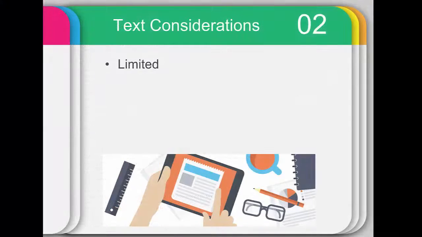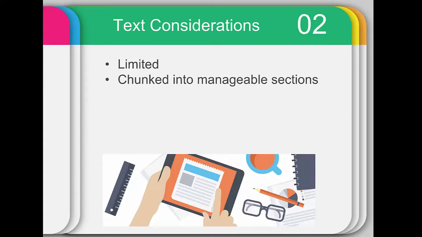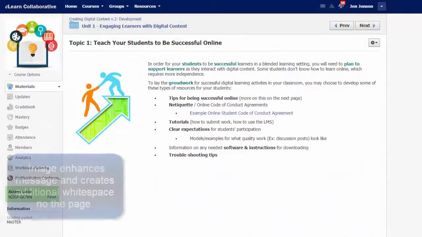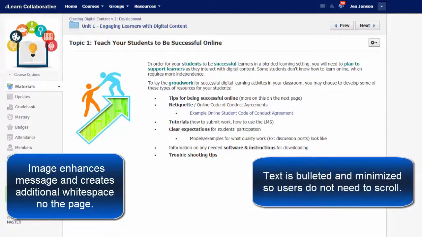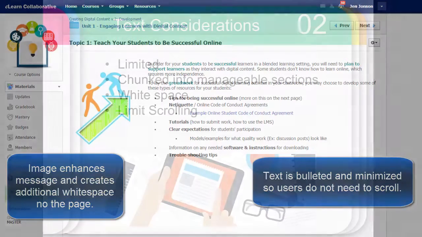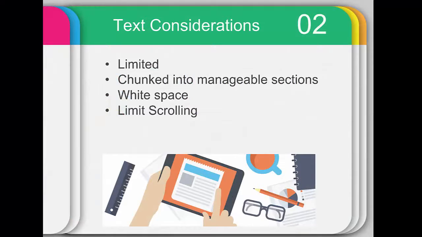Limit the text in your course. If you have a lot of information to convey, break the text into manageable chunks, or consider using a video like I did here to convey the information. When designing your pages, make sure to include plenty of white space. I will often do this by adding a picture to the page, which adds visual appeal and white space. Also, limit scrolling by dividing your text into different sections or pages. And when designing your quizzes, try to construct them so that students only see one question per page.